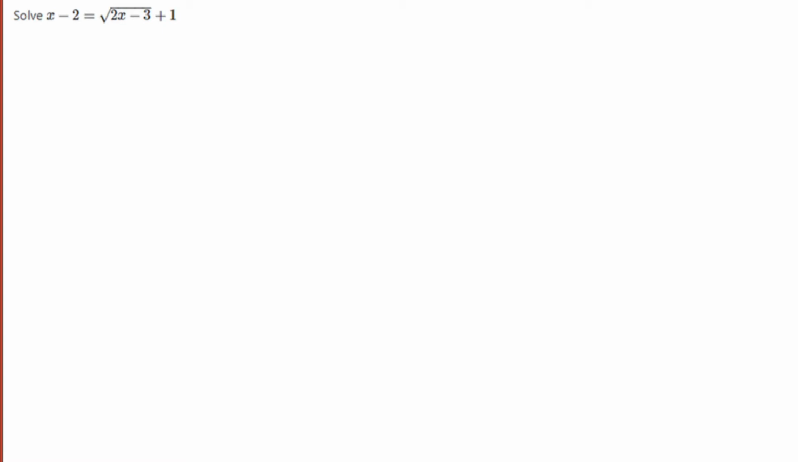To solve a radical equation like this, we want to isolate the radical. And in this equation here, all we have to do is get rid of the 1 on the right-hand side. So we subtract 1 from both sides, so we're going to be left on the left-hand side with x minus 3 equals square root of 2x minus 3. To get rid of the radical, we square both sides.